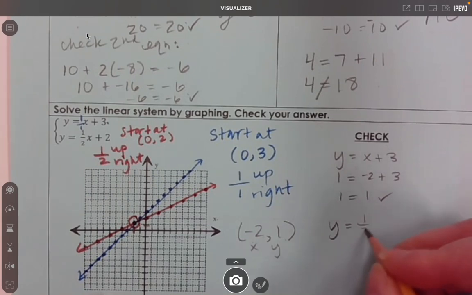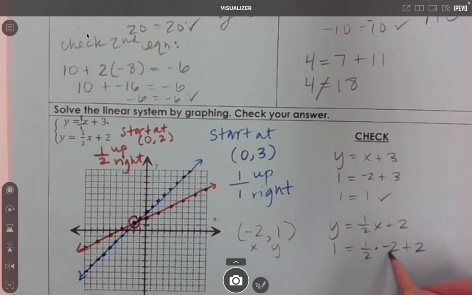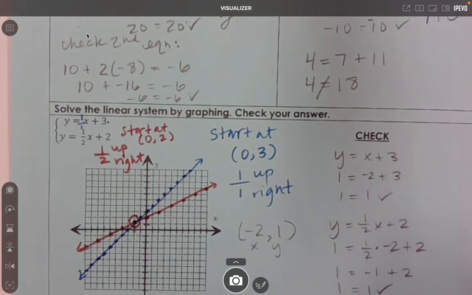Okay, so now we're going to check our second equation. y equals 1/2 x plus 2. So the y would be the 1/2 times -2 plus 2. So half of 2 would just be 1. Positive times negative would be a -1. And -1 plus 2 is 1 again. So it satisfies both equations in the system.